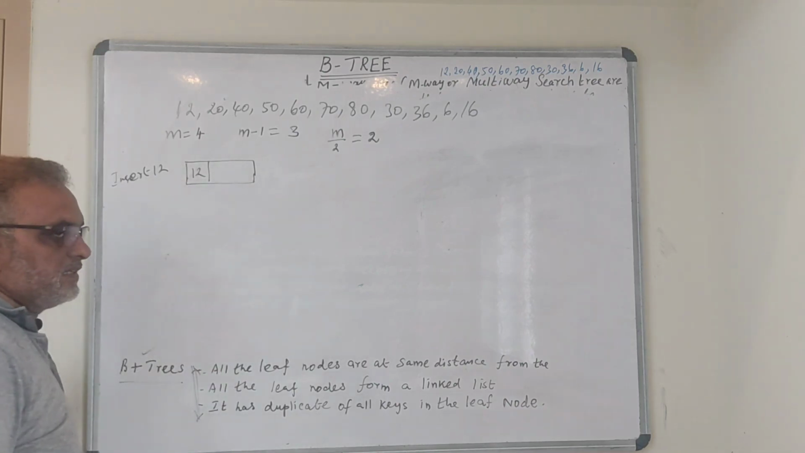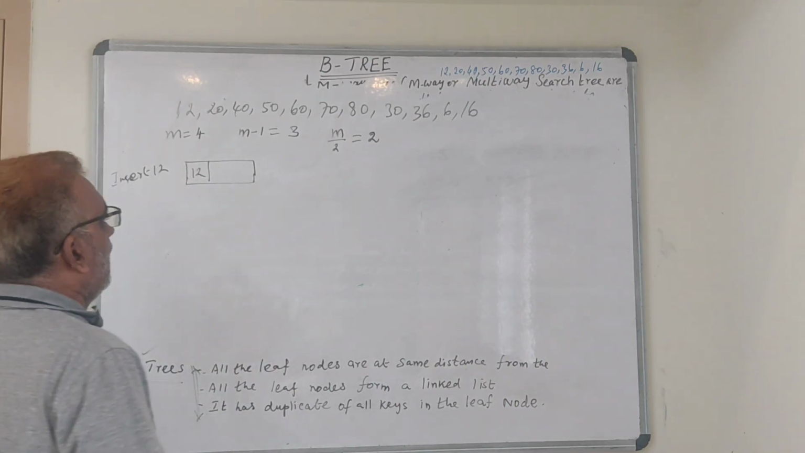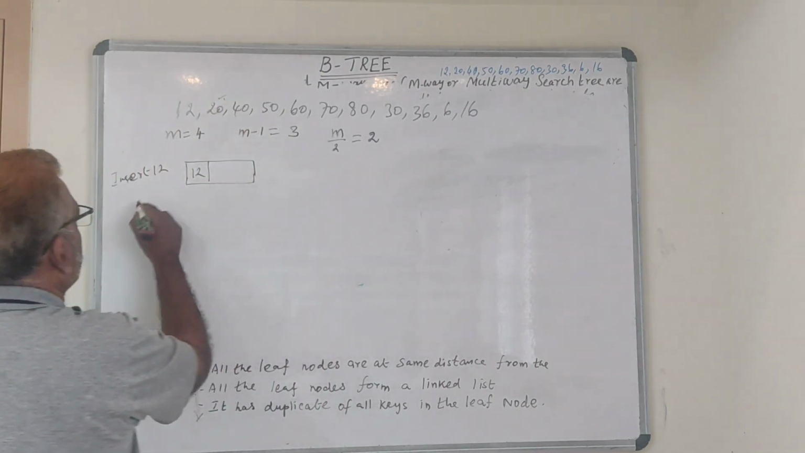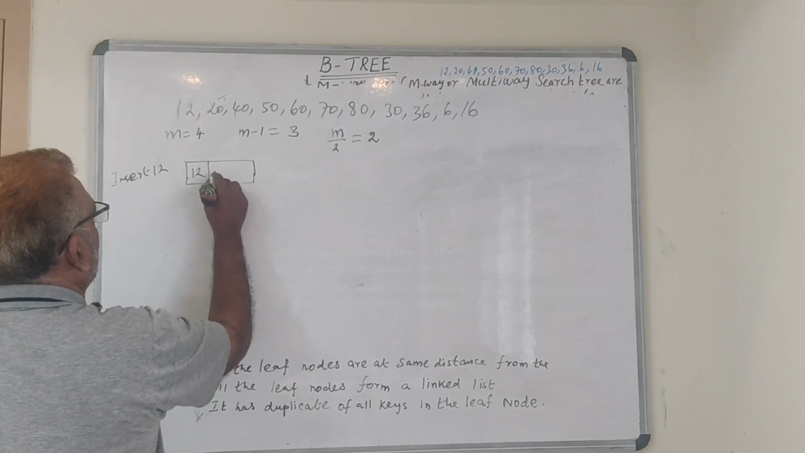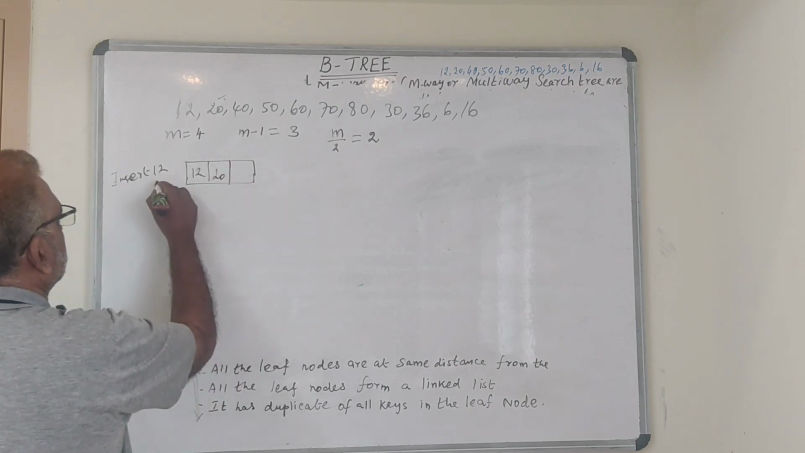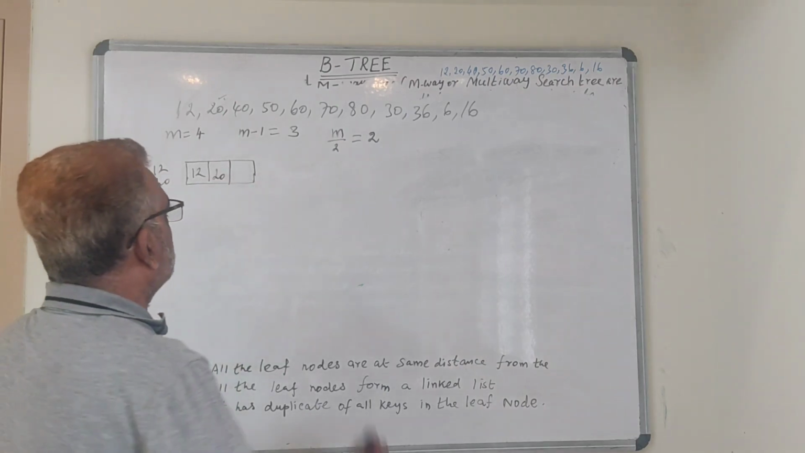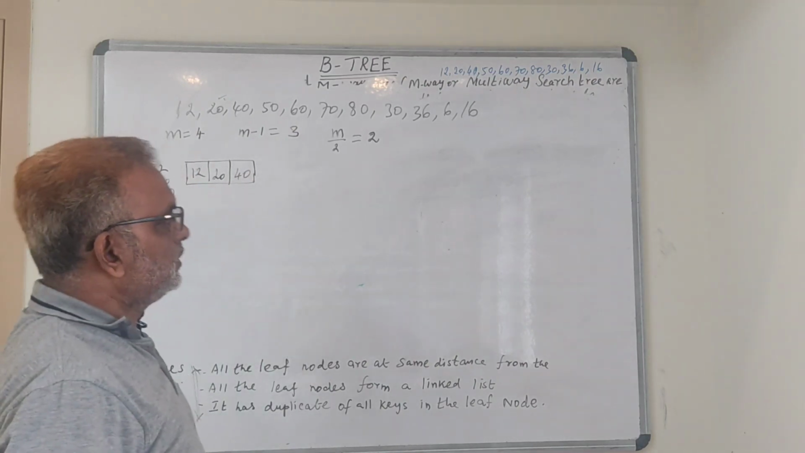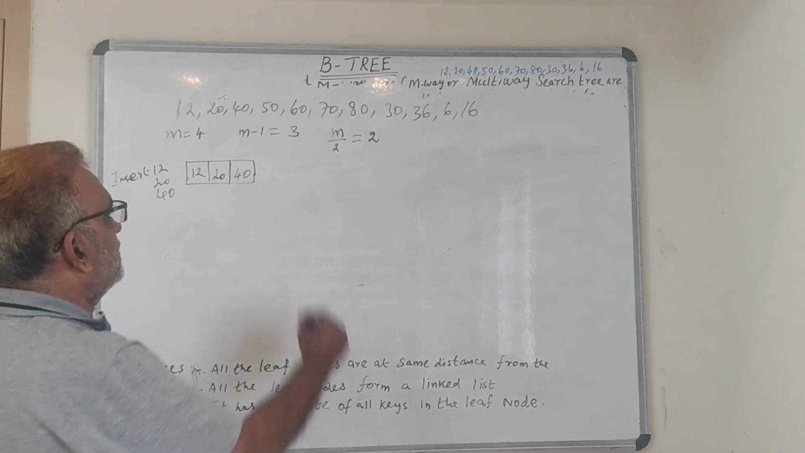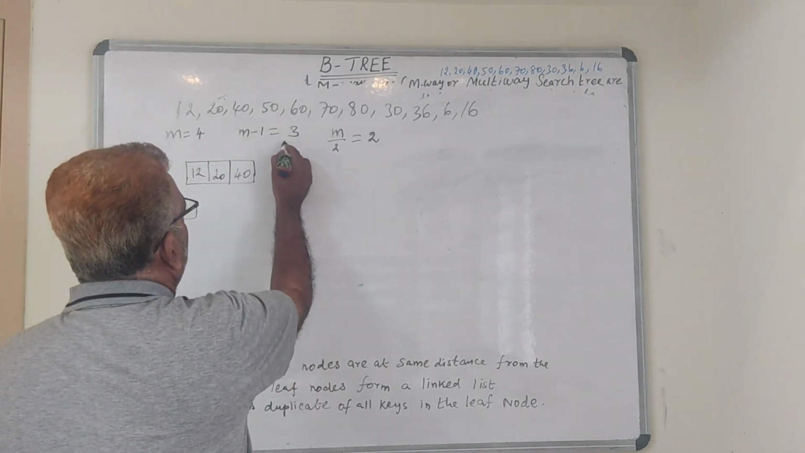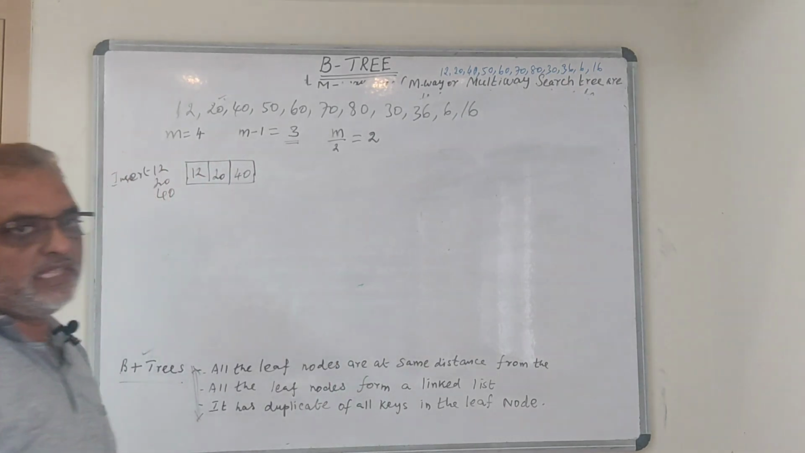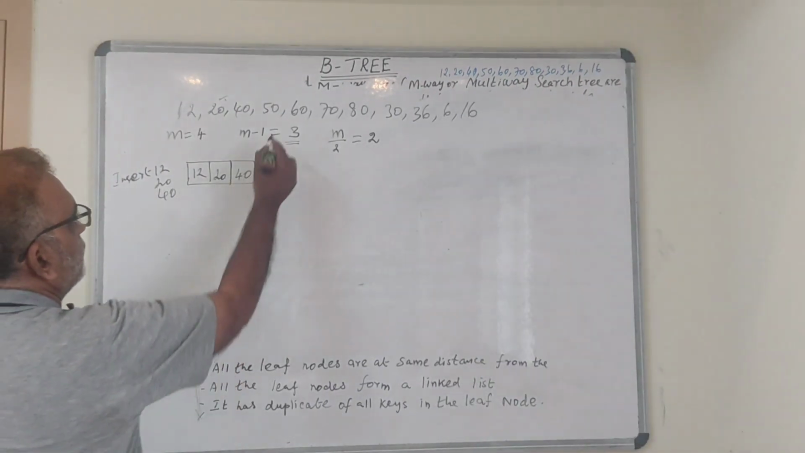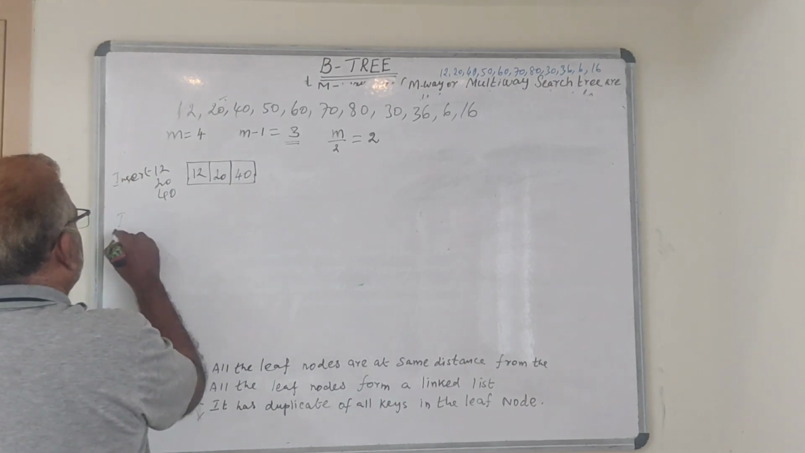So 12 gets inserted, and the next element is 20. 20 can be inserted. The next value is 40, that can also be inserted. As I said, it is order of m, so we can have only 3 keys per node. Okay. So now the next value is 50, insert 50.